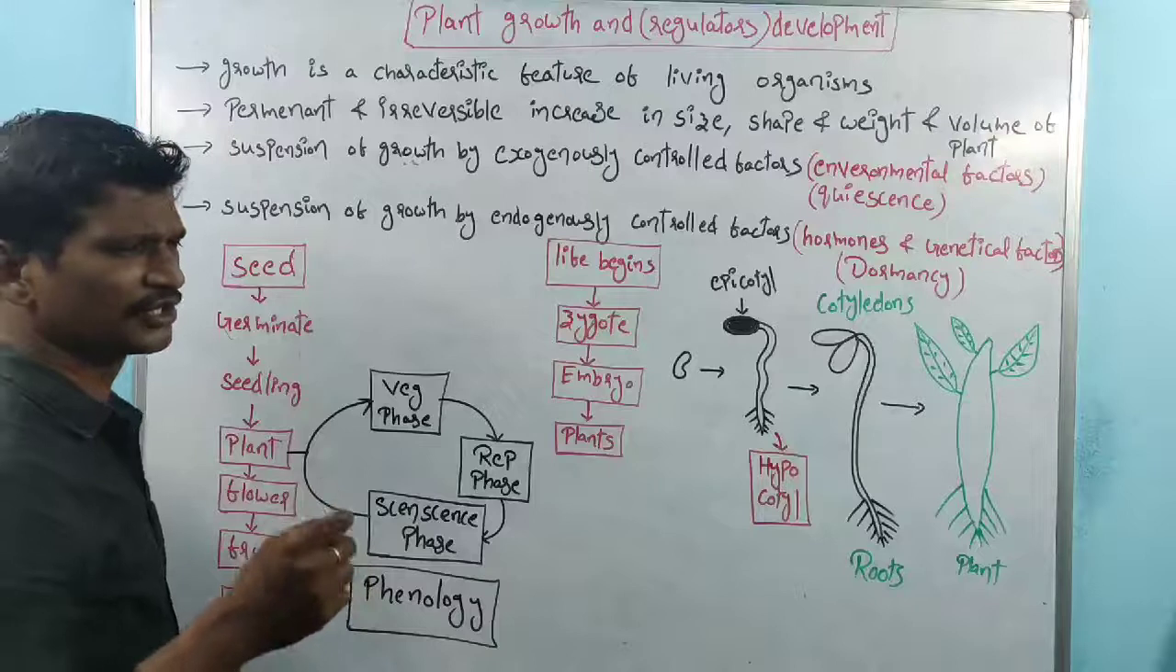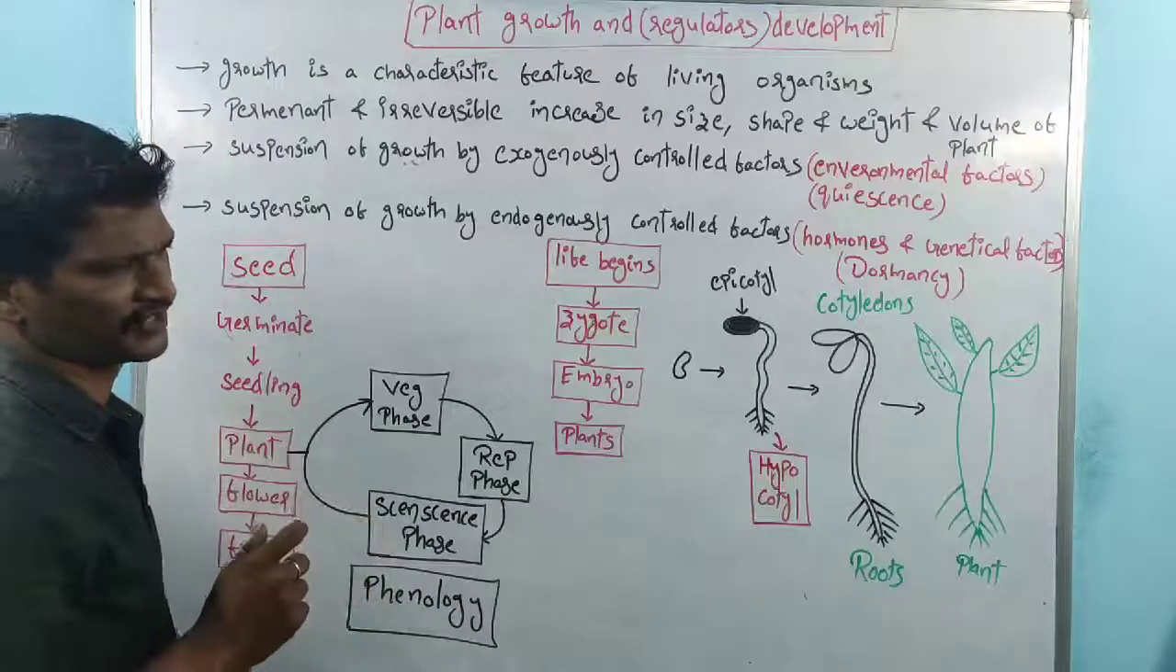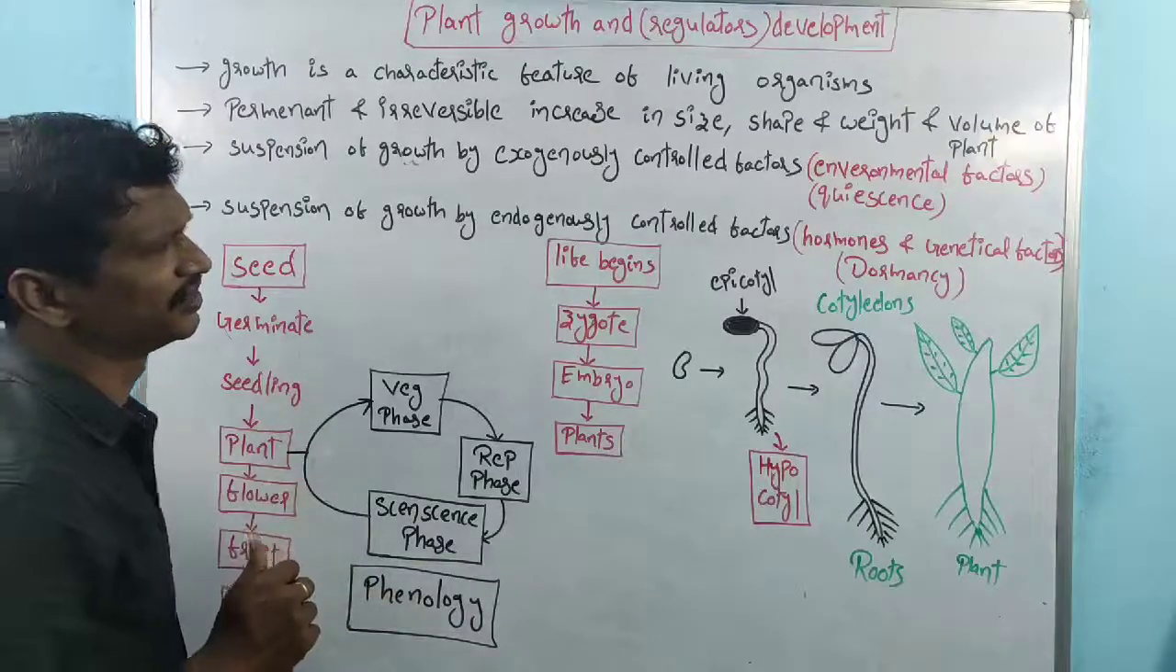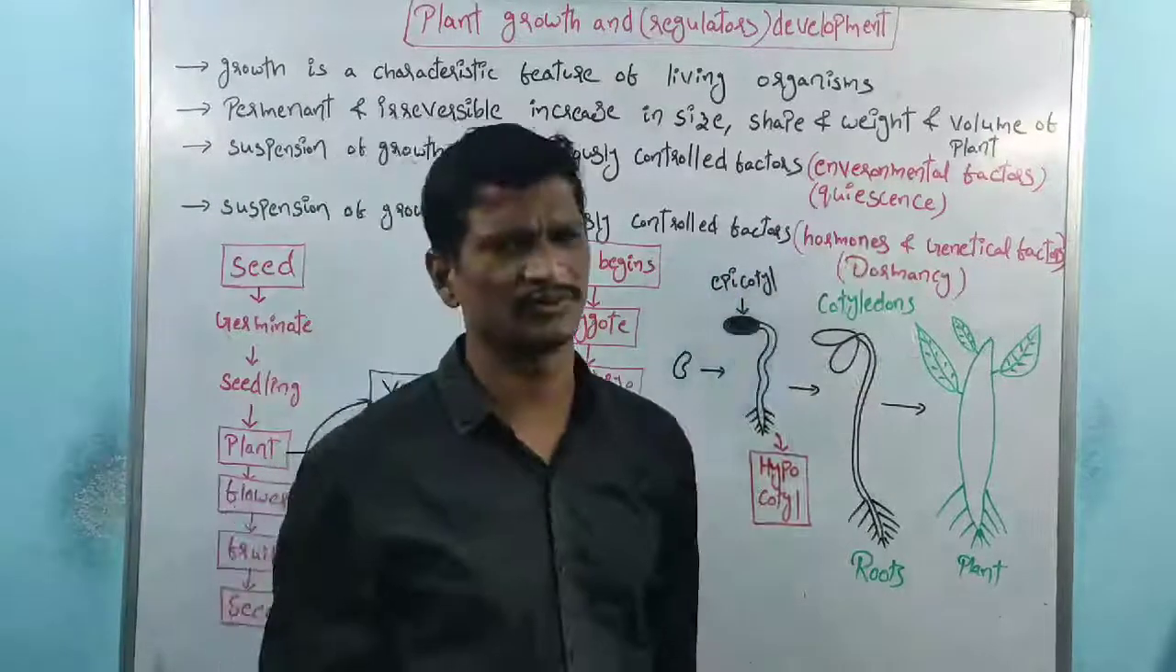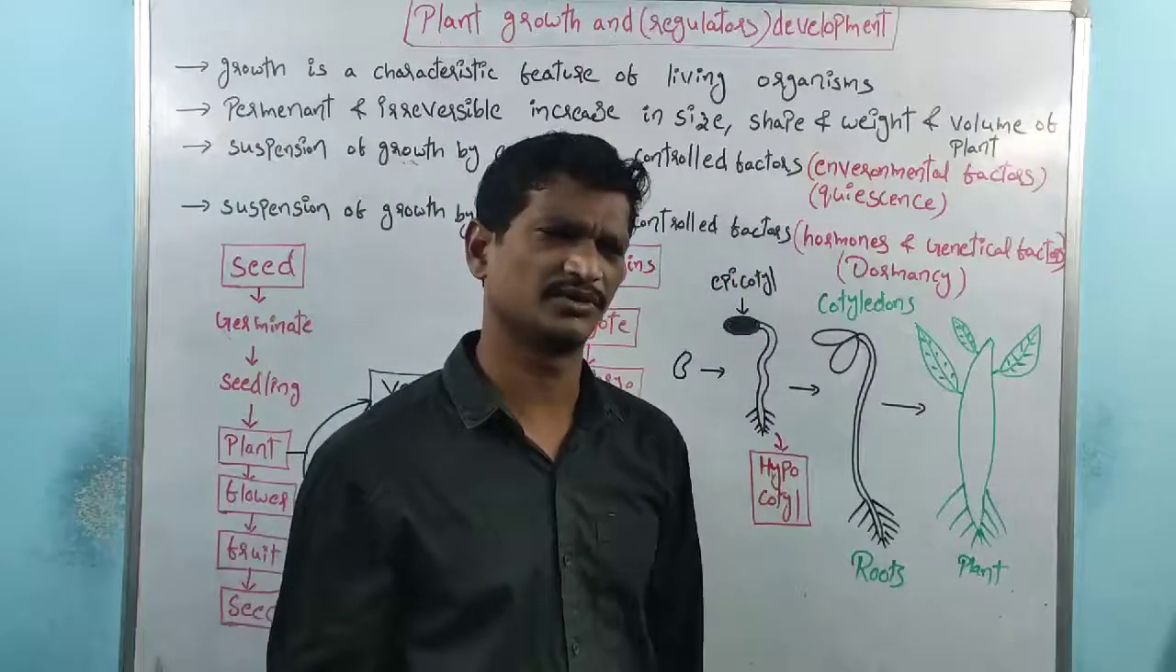Exogenous factors control the growth of the organism or inhibit the growth of the organism. Environmental factors are the best example. Temperature is one of the best examples, right?